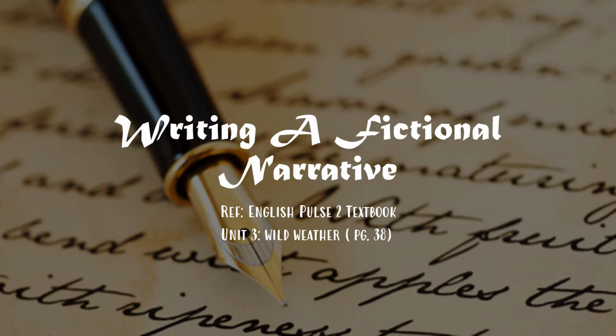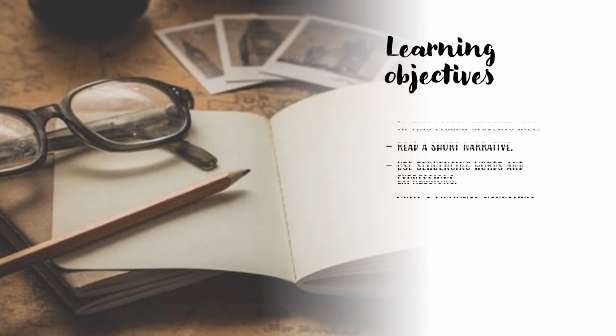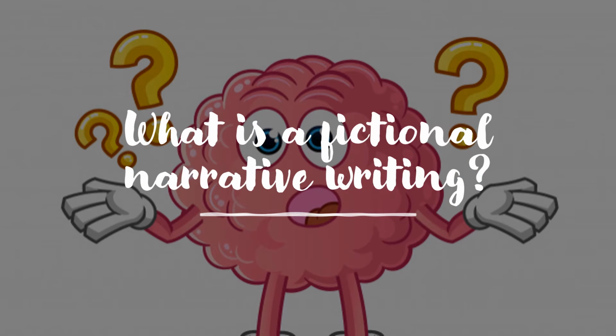Hello, this is a lesson on writing a fictional narrative from the English Pulse 2 textbook, Unit 3, Wild Weather, on page 38. Learning Objectives. In this lesson, you will read a short narrative, use sequencing words and expressions, and write a fictional narrative. What is fictional narrative writing?